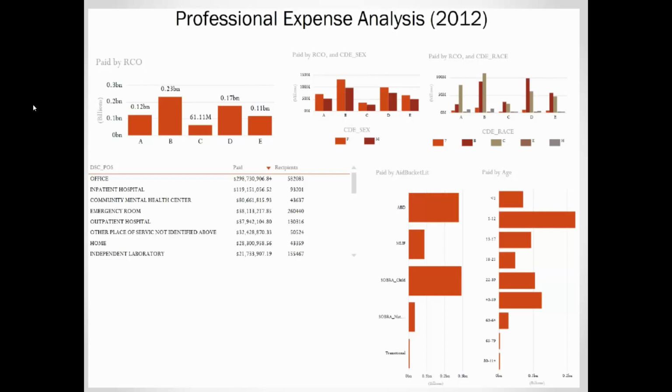claim type. There's also charges from community mental health centers, emergency room, outpatient hospital, and many other groups. It's a long list, but these are the top ones, and you can see the number of recipients. So a good part of that is office visits, but it's not entirely office visits. There's a very significant portion that occurs outside the office, inside of professional services.